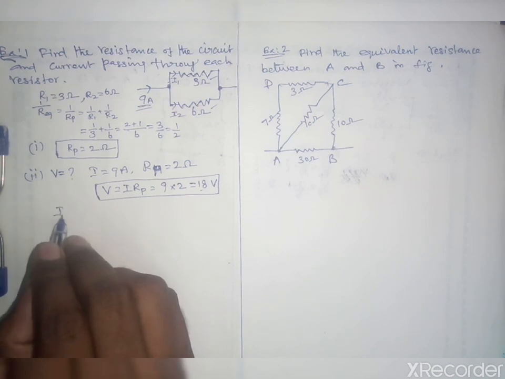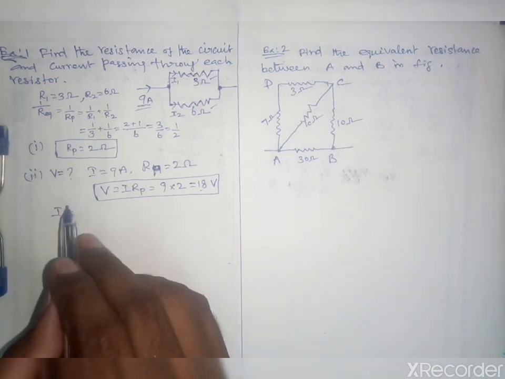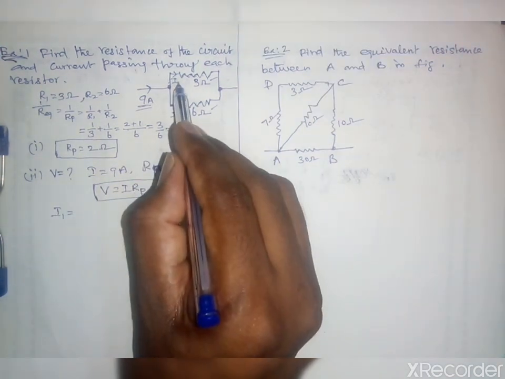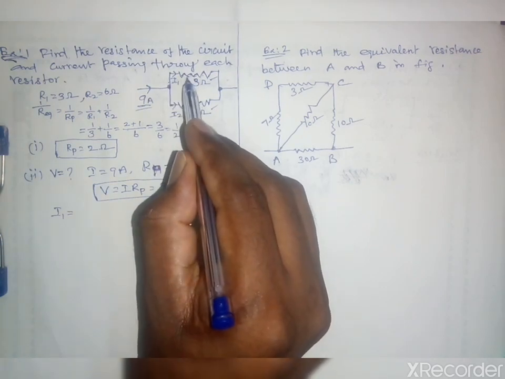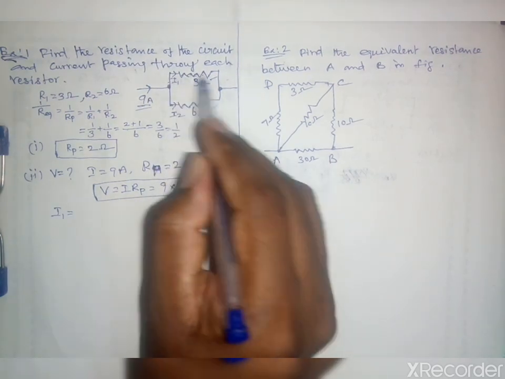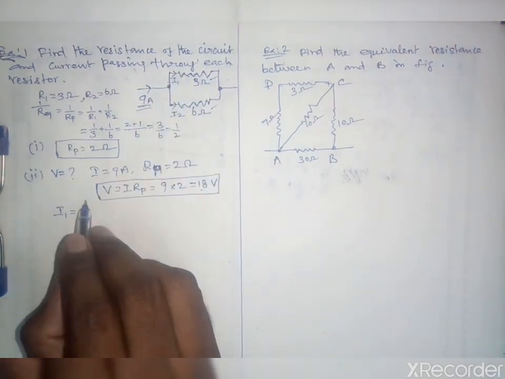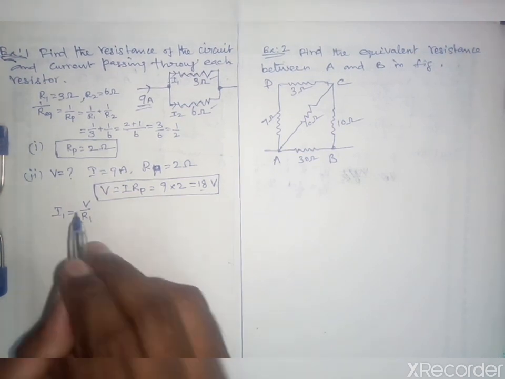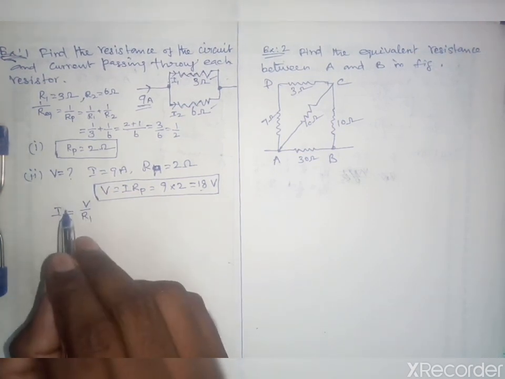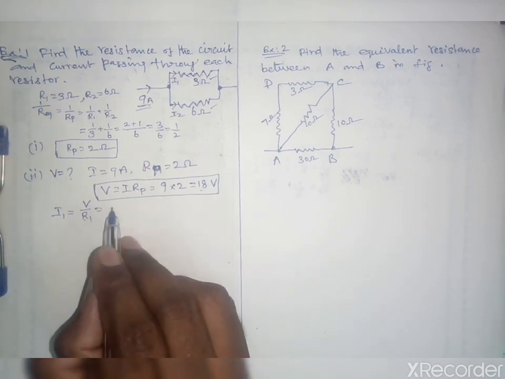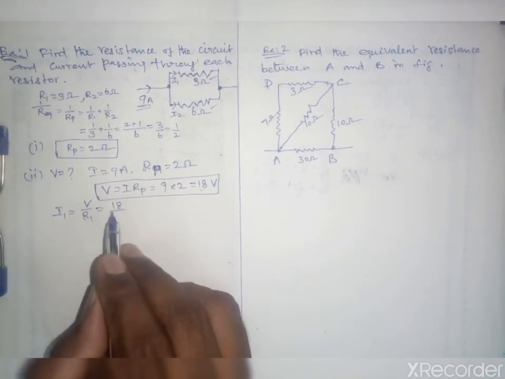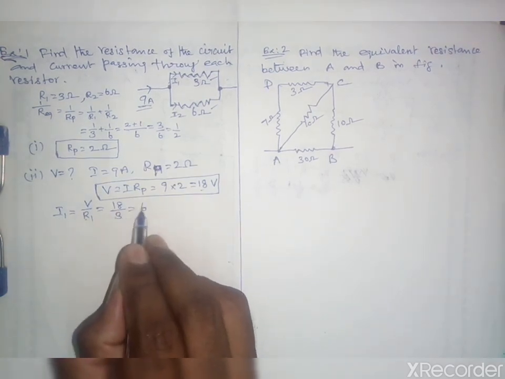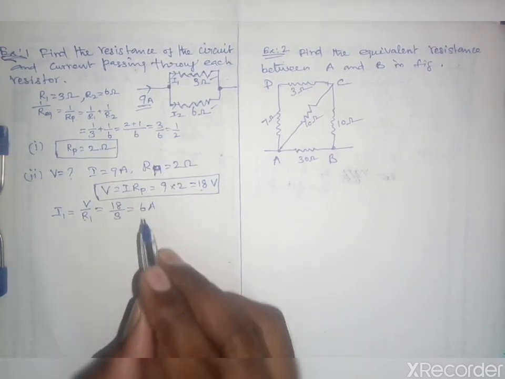So for I1, we know the formula V equals IR. V1, V2, and V all are the same. So I1 equals V by R1, since V equals I1 R1. This is Ohm's law. So I1 equals V by R1. V is 18 and R1 is 3 ohm. So we can write 6, and the unit will be ampere.